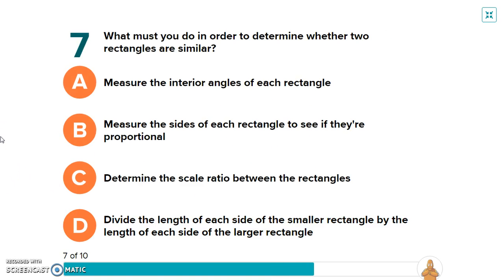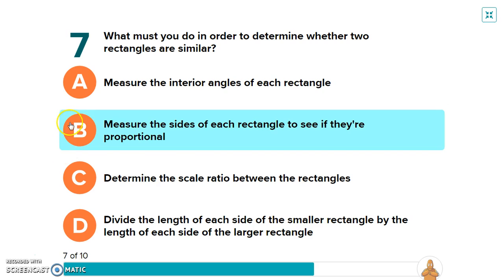Seven, what must you do in order to determine whether 2 rectangles are similar? Well, we know it's not measure the interior angles of each rectangle because we know they're all 90 degrees. So what we have to do is B, measure the sides of each rectangle to see if they're proportional.